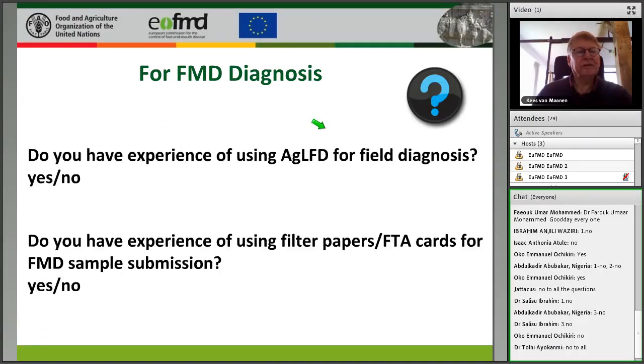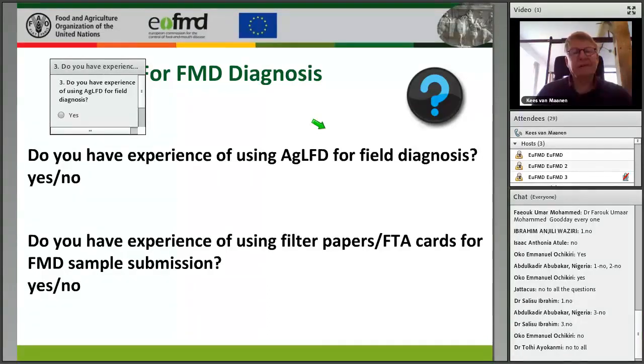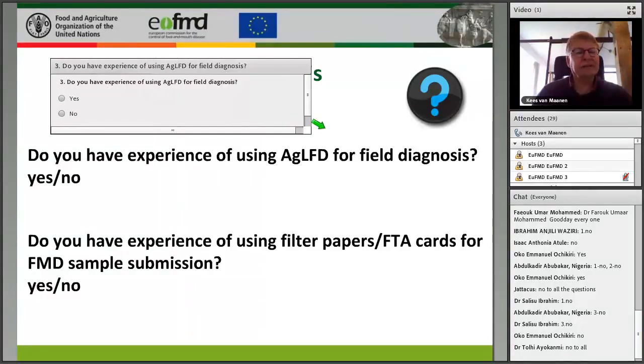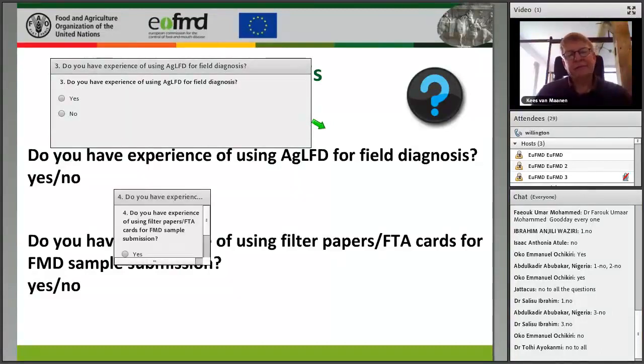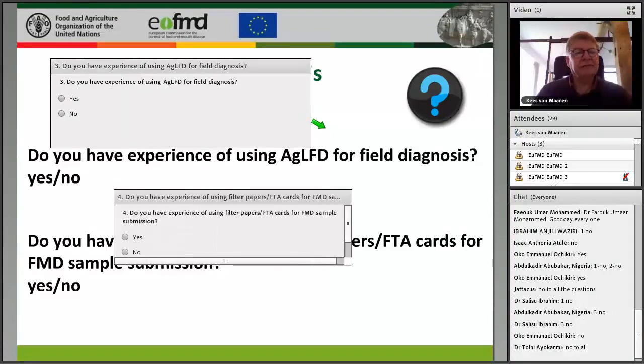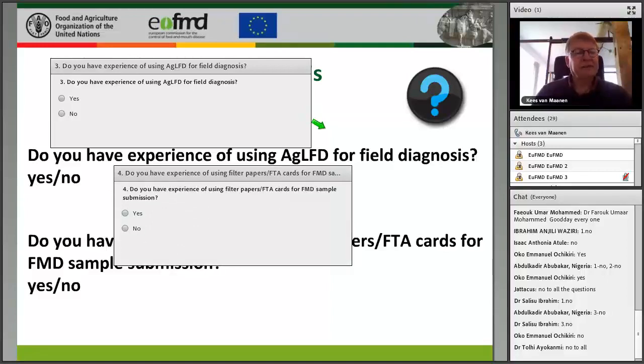I have a few more questions. Do you have experience of using an antigen detection lateral flow device, so a PenSite test for field diagnosis? And do you have experience of using filter papers, which are also often called FTA cards, for FMD sampling and diagnosis?